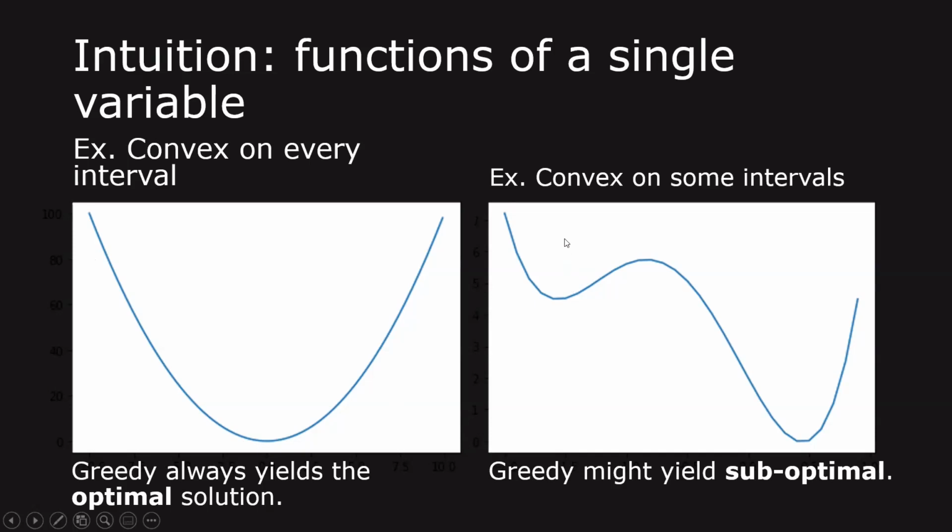On the other hand, we often deal with functions that are convex only on some intervals. And so a greedy approach might not yield the optimal solution. In other words, it might yield a suboptimal solution. In particular, if we begin our gradient descent over here, we may end up in this local minimum, and we will not be able to descend down any further without going uphill. And so a greedy algorithm will not find this global minimum, which has a much lower cost.